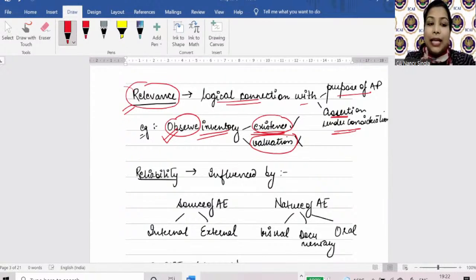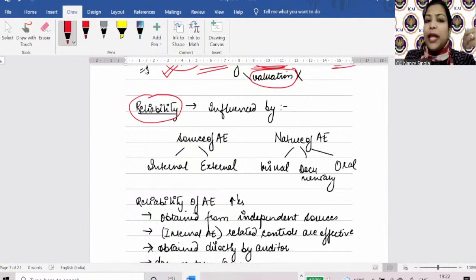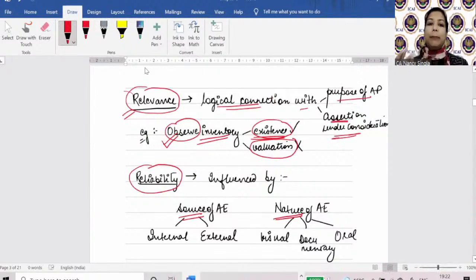Okay. Then what is meant by reliability? I told you that reliability is whether you can trust or not. Whether you can trust the information and audit evidence. And students, it depends upon two factors. One is the source of audit evidence and one is the nature of audit evidence. So whether a particular audit evidence is reliable or not, it depends upon the source. What can be the source of audit evidence? It can be either internal to the organization or it can be external to the organization.